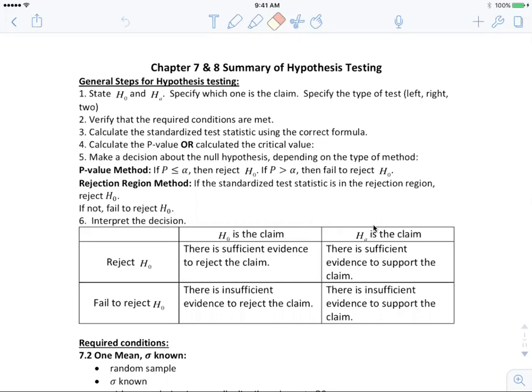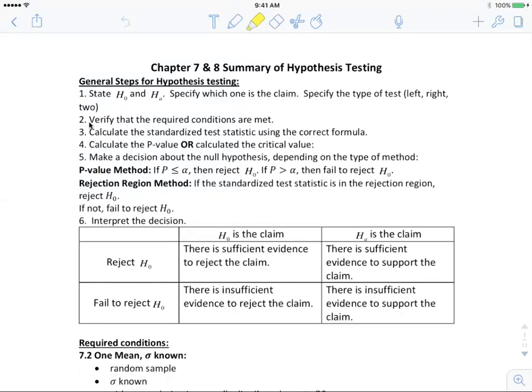So, in your chapter 8 notes, right at the beginning, there is a summary of both chapter 7 and 8 because it's all on hypothesis testing. Chapter 8 just gives you some new types, but the same 6 steps are going to be used. So, you have your 6 steps here, same as chapter 7. You'll use them again in chapter 8. The main difference is when you need to verify a condition, that'll be a little bit different.